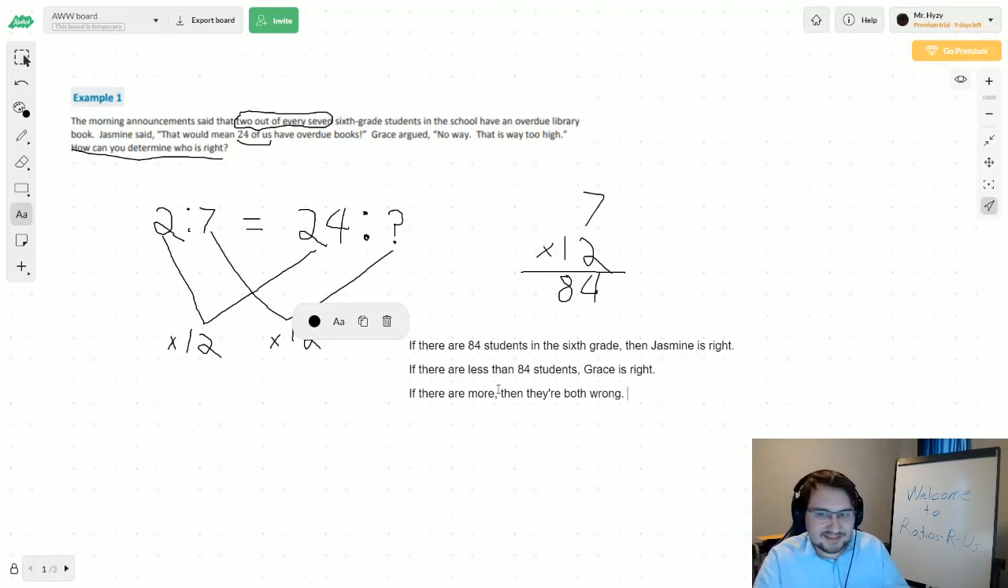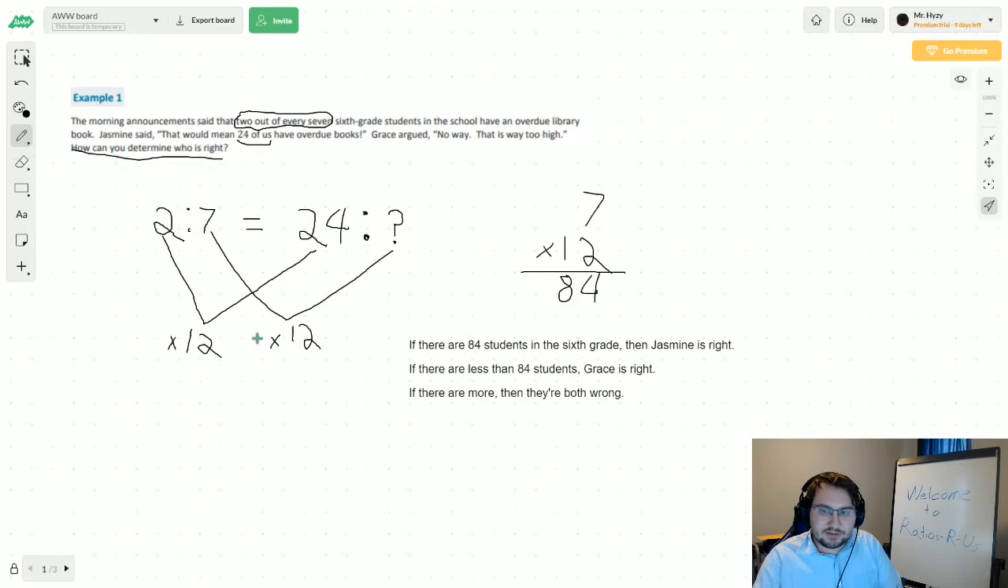Because Jasmine said there'd only be 24 of them that have overdue books. Grace said that 24 is too large. So if there's more than 84, there's going to be more than 24 of them that have overdue books. Which means that both of them would be wrong.